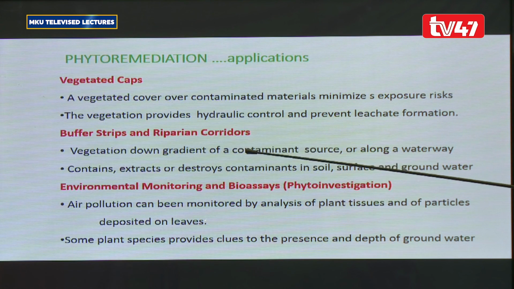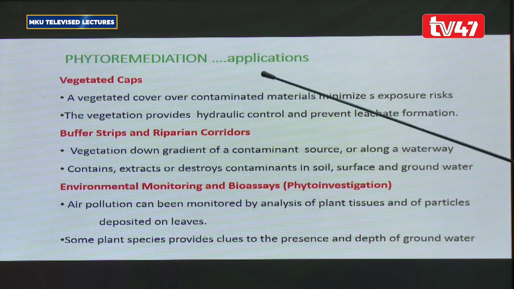Sometimes we call them riparian corridors, especially over maybe a waterway and some other contaminants maybe coming from industry. Therefore, the contaminant will have to flow through the vegetation before they get to the water. In the process, the plants will be able to pick up the contaminants and they will not be able to get access to the water. And then finally, like I've mentioned before, environmental monitoring.